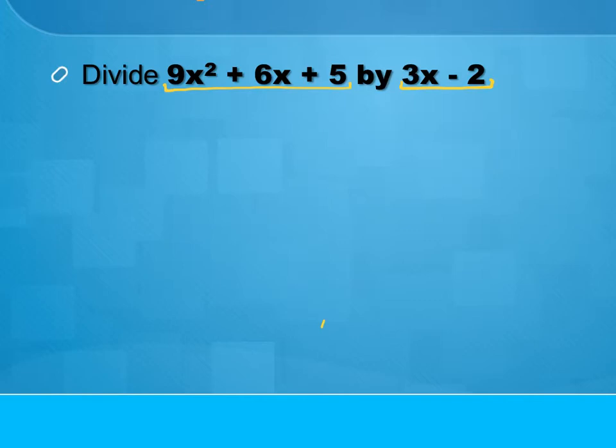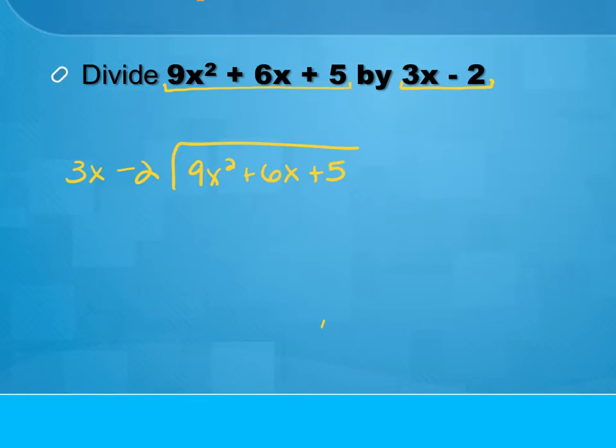So if I look at what I'm dividing into, 9x squared plus 6x plus 5, it is in order from highest exponent down to none, and there's nothing missing. So this is going to go underneath my division bar. Then I look at what I'm dividing by, 3x minus 2. The highest exponent there is 1, the lowest is none, and there's nothing missing. It's in order, so I put that on the outside.